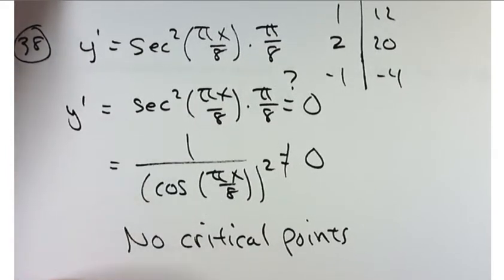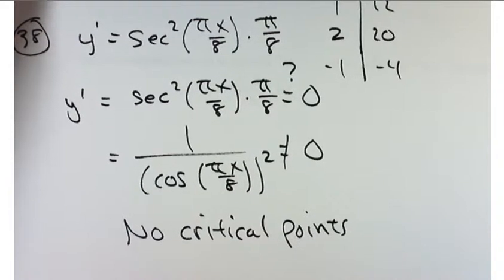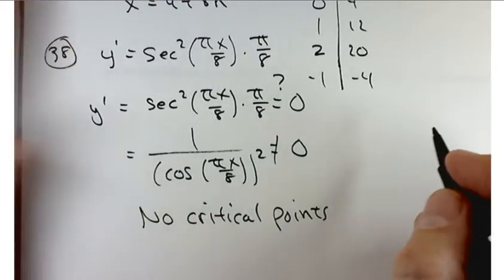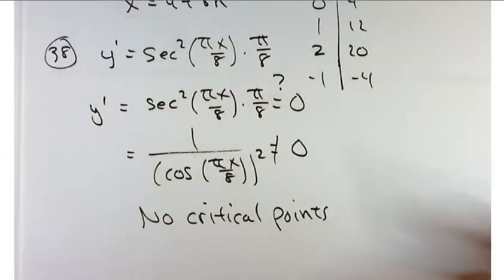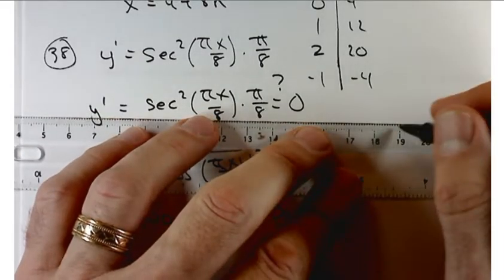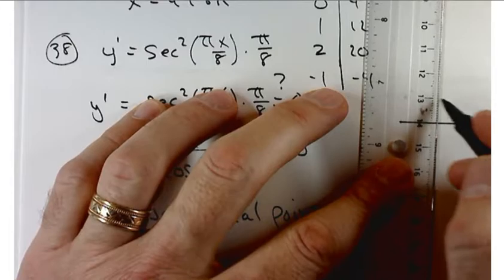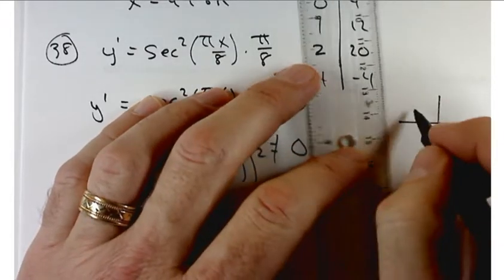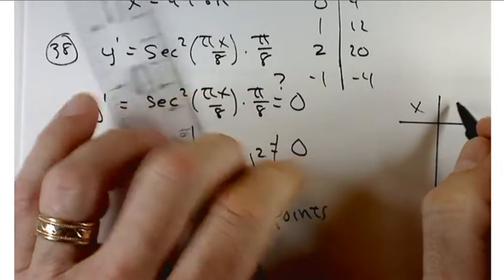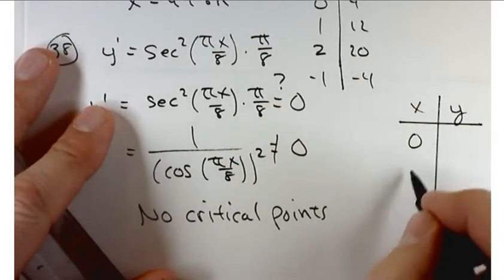Does that mean we're done, or are we out of luck for this problem? Yeah, sorry. Bad news. We still have to look at it a little bit. Where would we have to look at it? Yeah, at the endpoints. We still have to look at it at the endpoints.